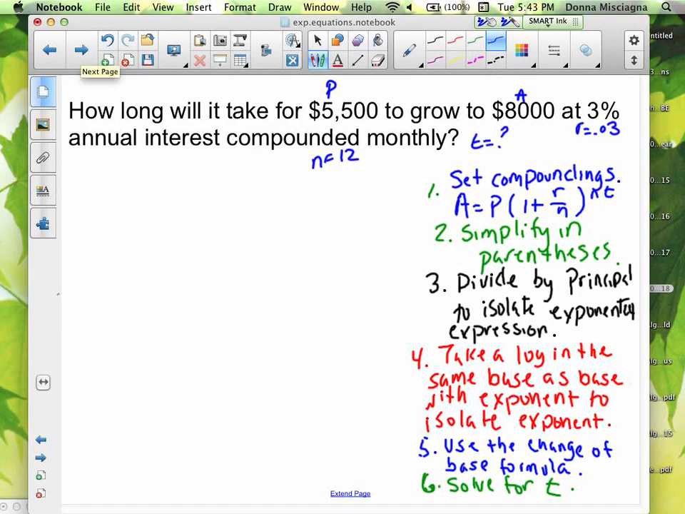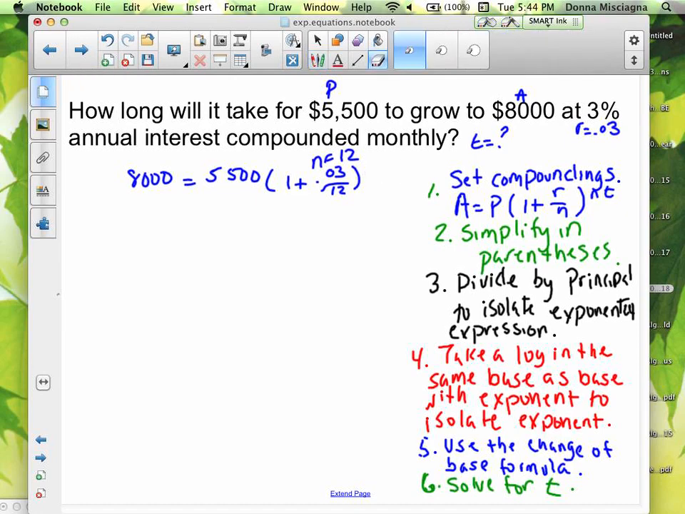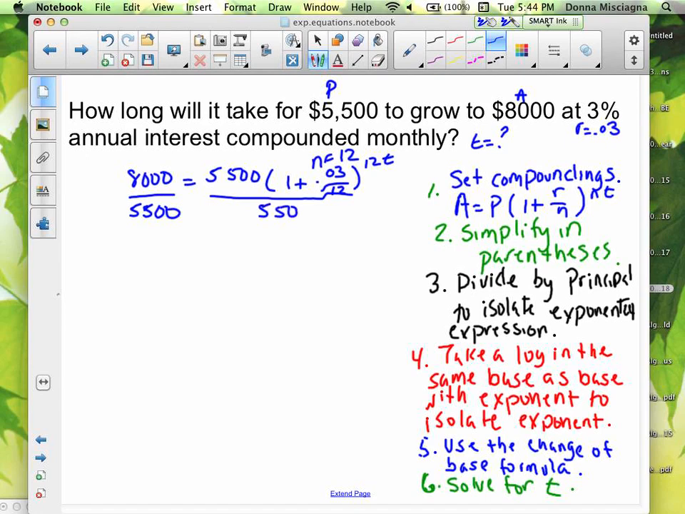All right, so we have 8,000 equals 5,500 times 1 plus 0.03 divided by 12 to the 12t power. That looks like RT power. Now I try to keep the interest something that divides evenly by whatever the n is. All right, so we have to divide both sides by 5,500 because we have to isolate the base, and that base is that 1 plus blah, blah, blah.